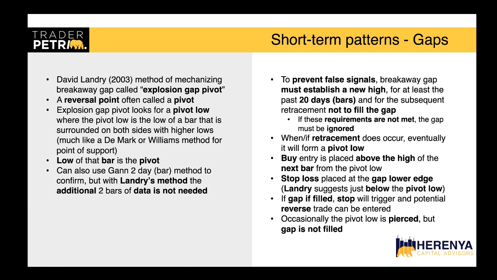So if and when the retracement does occur, and it does not close the gap, mind you, and forms a pivot low, we can then take a buy entry on the subsequent bar. So it forms the pivot low, right? This next bar, the high of that bar, a breach of that high would then be our long entry trigger, our buy trigger. You would then place your stop loss at the lower edge of the gap. And if that gap is then filled, then you would stop and reverse the trade.